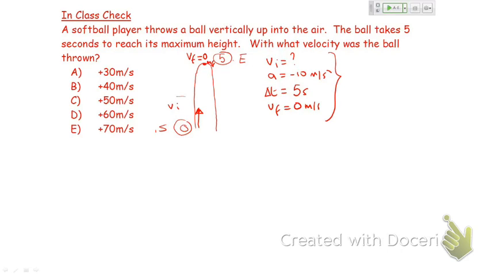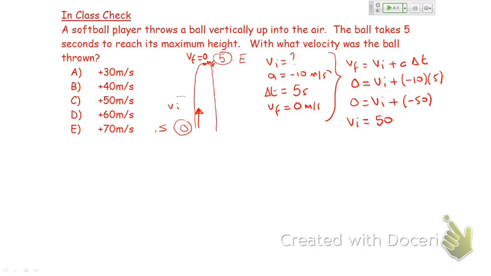Now I go, well, okay, in that case VF is equal to VI plus A delta T. And VF is 0, is equal to VI plus minus 10 times 5. So 0 is equal to VI plus minus 50. So VI is equal to 50 plus 50 meters per second.